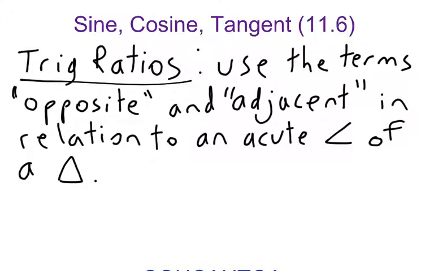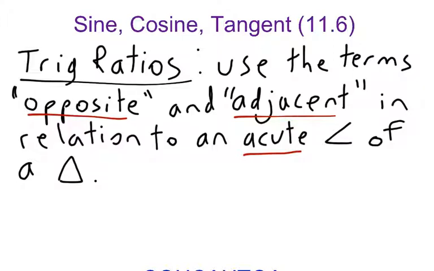And trigonometry is basically the study of triangles, and it uses the terms opposite and adjacent in relation to an acute angle of a triangle. So you're going to hear those words an awful lot: opposite, adjacent, and it's always in relation to the acute angle of a triangle.